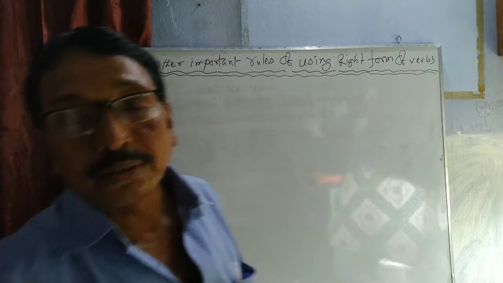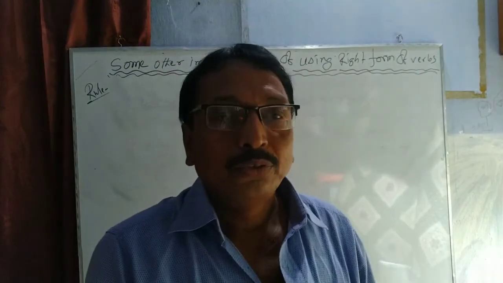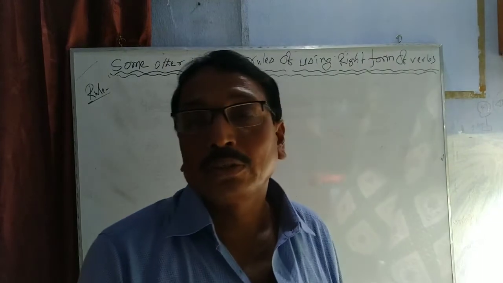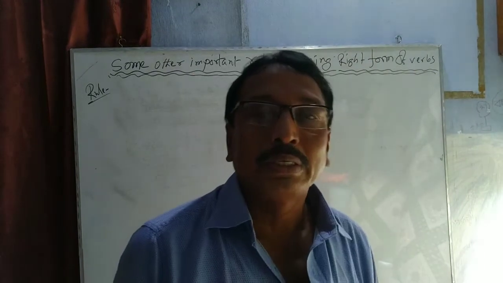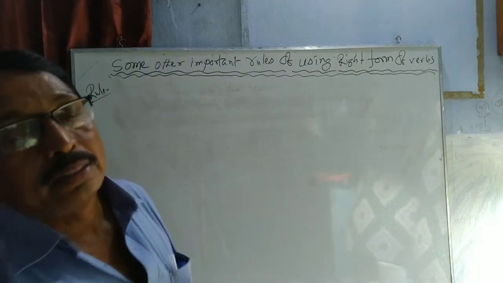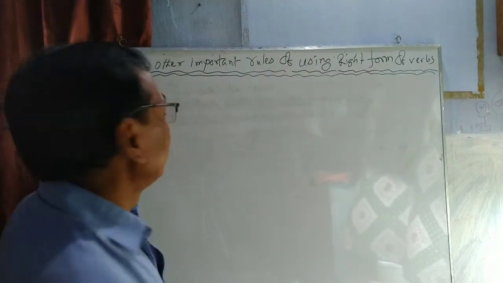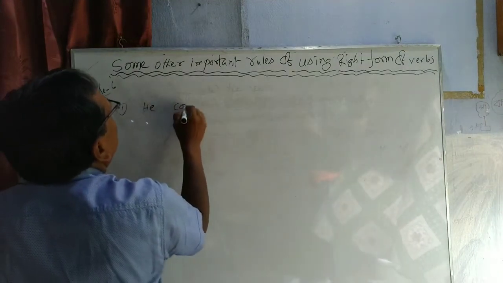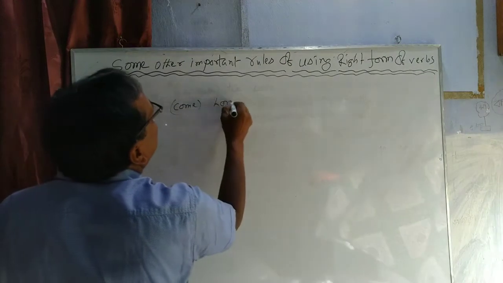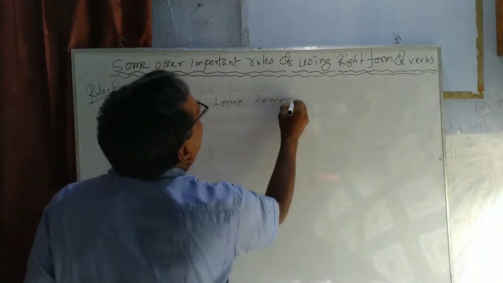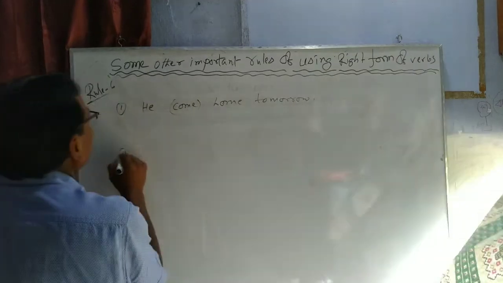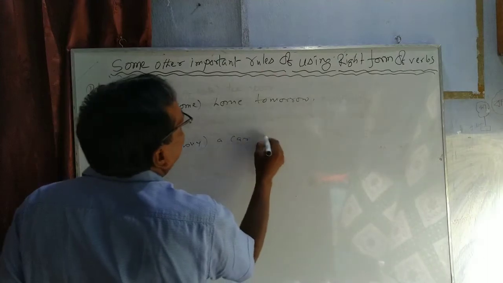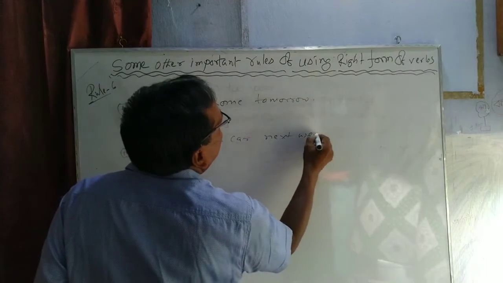We find some indication of future tense in sentences, that is tomorrow, next day, next year, next month, the coming day, etc. Then the sentence belongs to future indefinite tense. Number 6. He come home tomorrow. We'll buy a car next week.